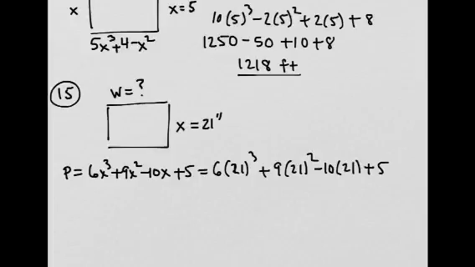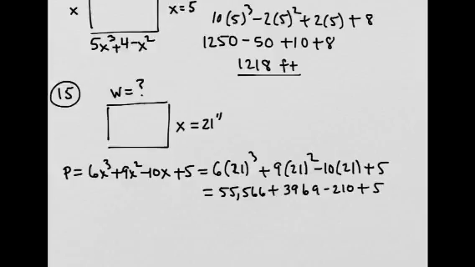plus 5. So 21 cubed is 9,261 times 6 is 55,566. 21 squared times 9 is 3,969 minus 210 plus 5.